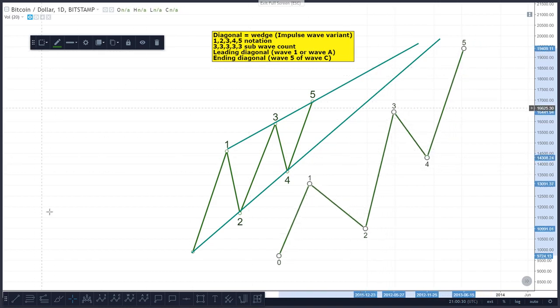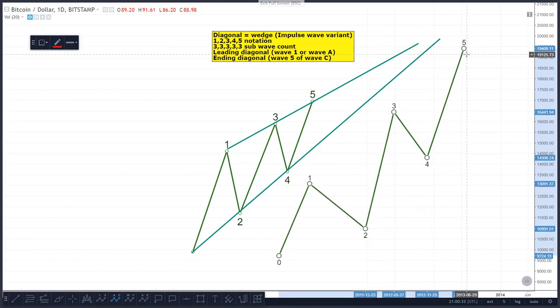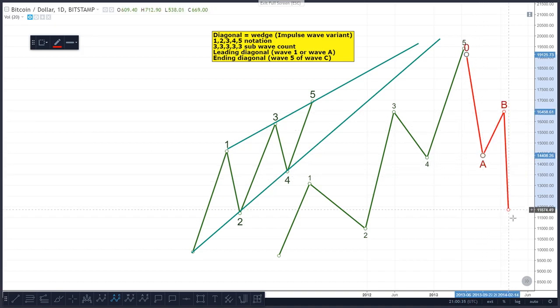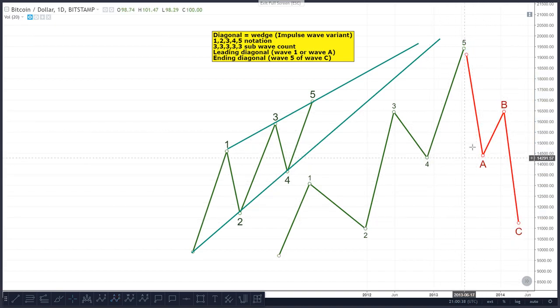Alternatively, if we have a zigzag coming down, so A, B, C, as I've mentioned in my tutorial on zigzags, wave A is impulsive, B is corrective, C is impulsive. So waves A and C can both be a diagonal. If it's in A, we call it a leading diagonal because it's the start of the move, whilst if it's in C, the final leg of the move, we call it an ending diagonal. So it's as simple as that, very self-explanatory. So that's it really. We've got our leading and ending diagonals. These are where it occurs: wave 1, 5, A or C.